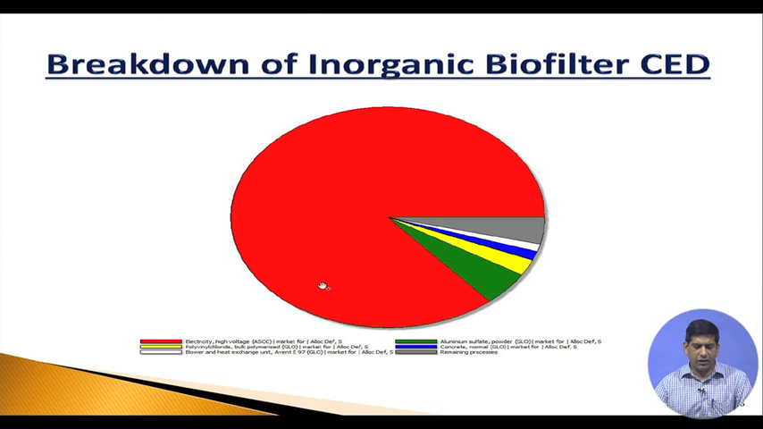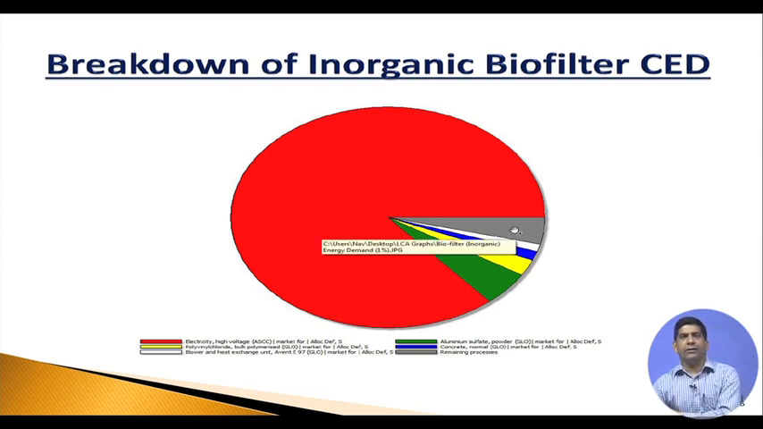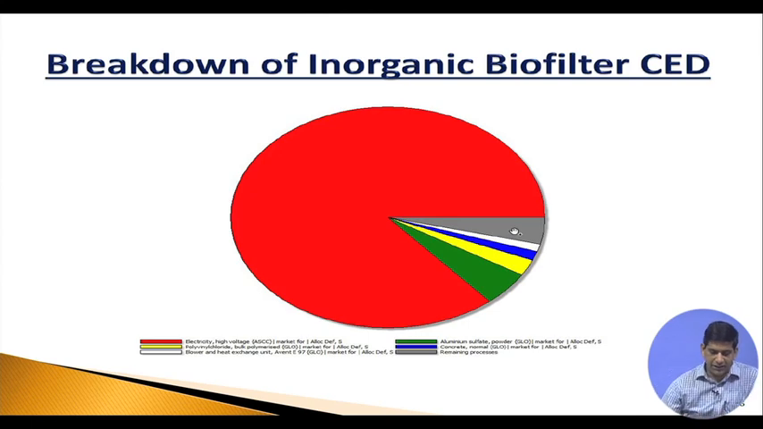If you look at the breakdown of the inorganic biofilter cumulative energy demand, high voltage electricity is the major one. Then we have aluminum sulfate, concrete, which is the blue one, and polyvinyl chloride, which is the yellow one. Blower and heat exchanger is the white one. The bottom one is green, which is aluminum sulfate, and the top one, the light gray, is the remaining processes. You can see the high voltage electricity is the most dominating.